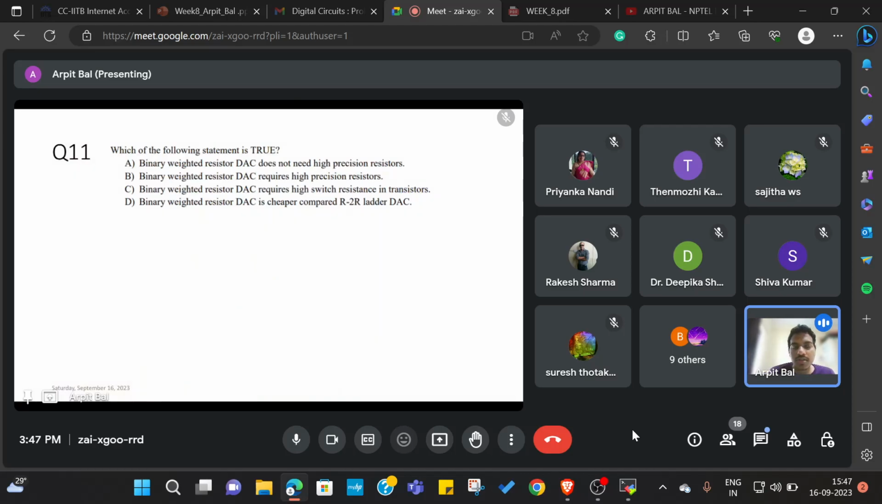Okay, so the next question is also fact-based. So we covered this fact at the starting. So can anyone tell me what is the correct answer for this question? Yeah. Okay, that's the correct answer. That binary weighted resistor DAC requires high precision resistors. Okay. And why is option D not correct here? Multiple resistors are required. Correct. Multiple types. Yeah. And why is option C not correct?